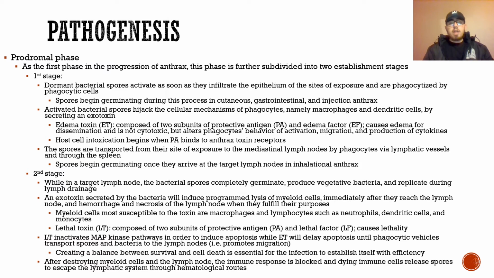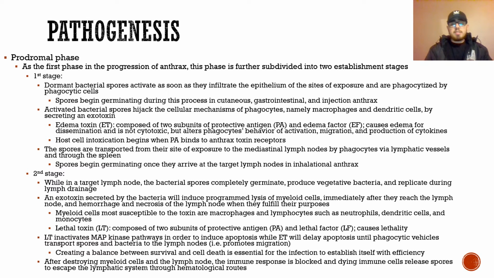These toxins will actually create a balance between survival and cell death in order to establish the infection effectively. Because if apoptosis were induced immediately, the bacteria and the spores would not be able to reach the lymph node. So what ET, or edemotoxin, does is it delays it to allow for the full transportation to occur. And then once it reaches the lymph node, it'll die. And so the bacterial cargo will be able to germinate within the lymph node and the whole process begins.